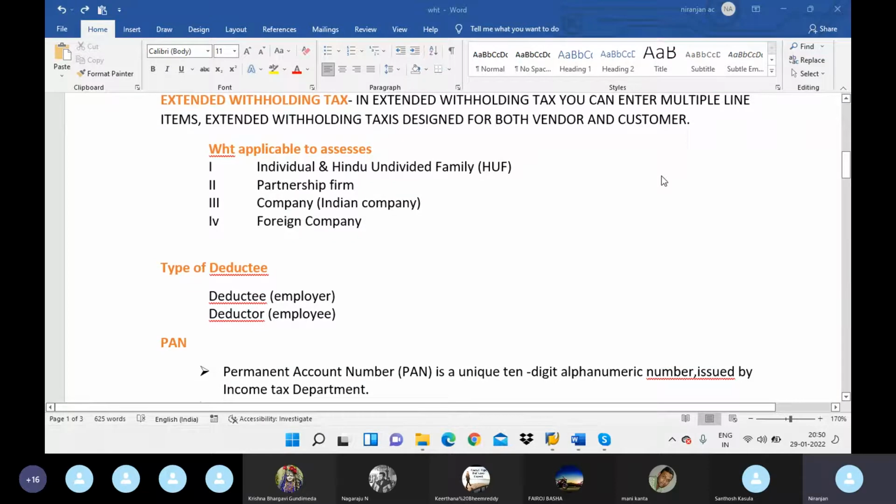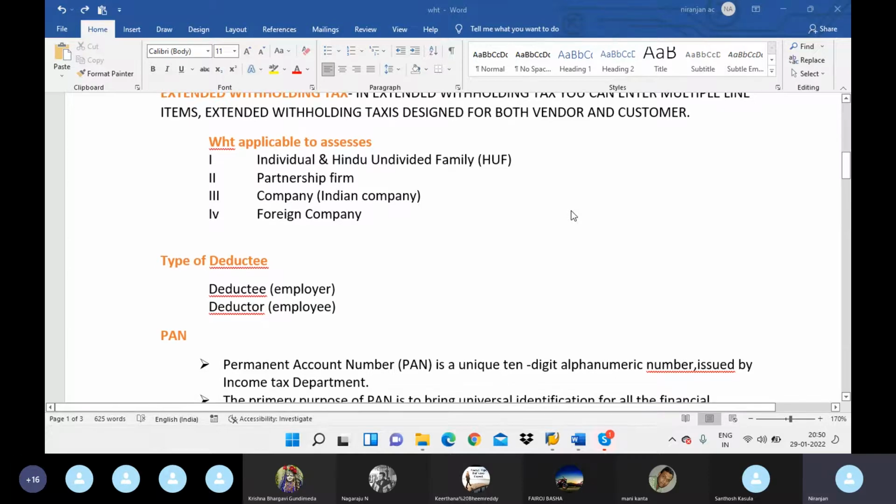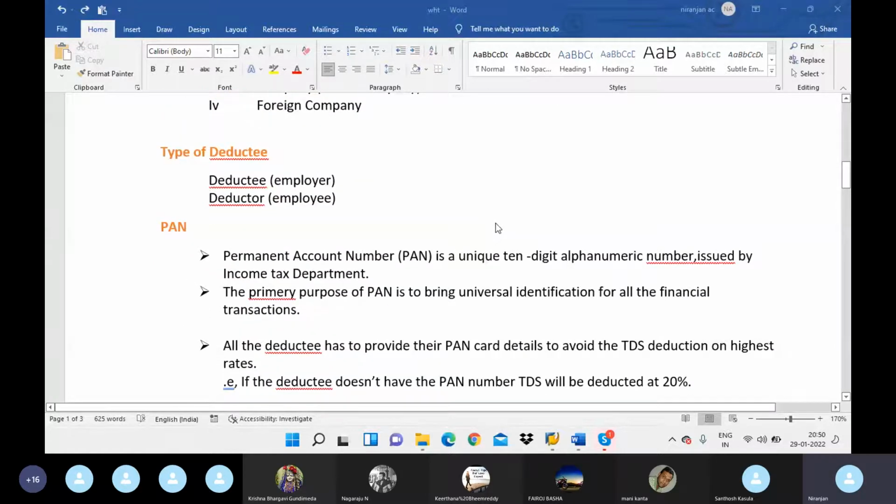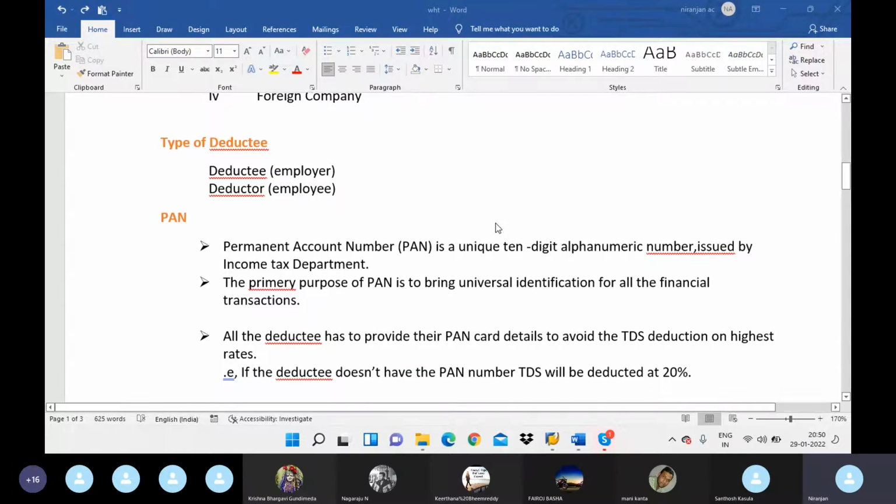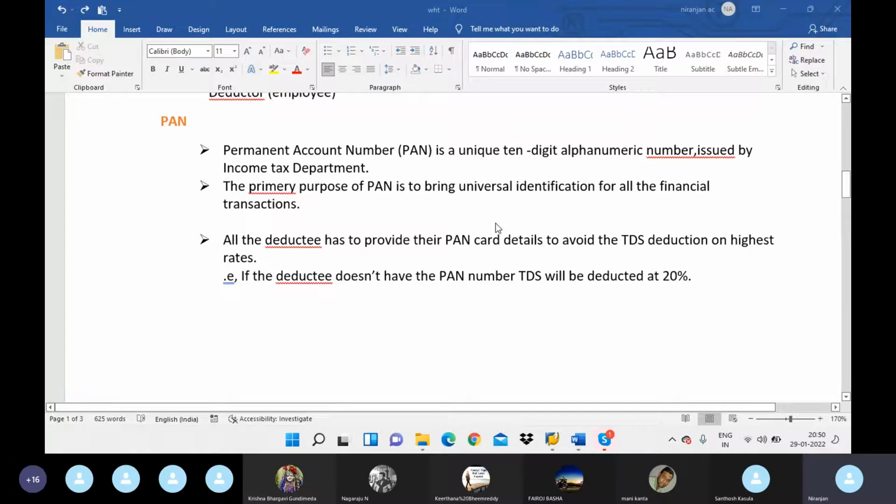Withholding tax is applicable to the assessees, and the government collects it from persons such as individuals, Hindu undivided family, partnership firm, and company. We have two types: deductee and deductor. The deductor compulsorily must have the PAN card. PAN is the permanent account number. It is a unique 10-digit alphanumeric number used by the income tax department. The primary purpose of PAN is to bring universal identification for all financial transactions. All deductees have to provide their PAN card details to avoid tax deduction at the highest rates.